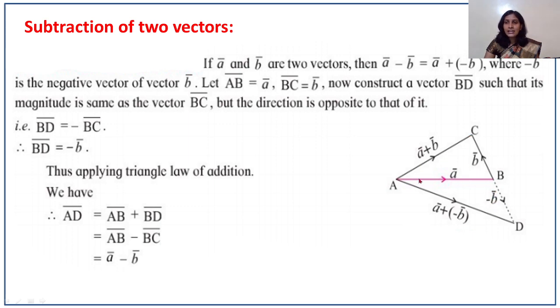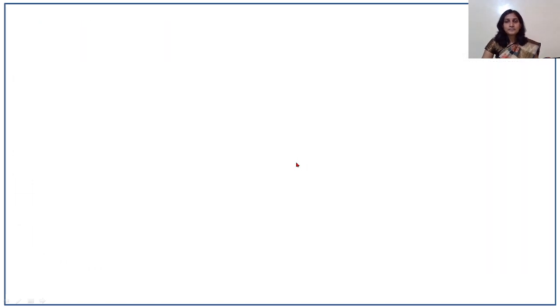Then by triangle law, if this is A bar, this is B bar, then what is AC bar? It is A bar plus B bar by triangle law. Now in this, if this is A bar and this is minus of B bar, then by triangle law, this is A bar plus minus of B bar. That means A bar minus B bar. This is subtraction of two vectors. So some examples on that.